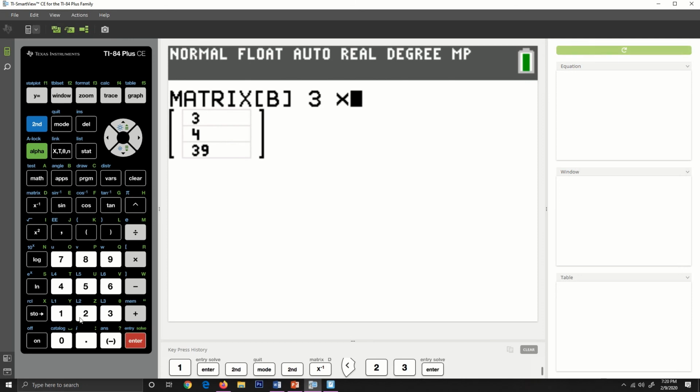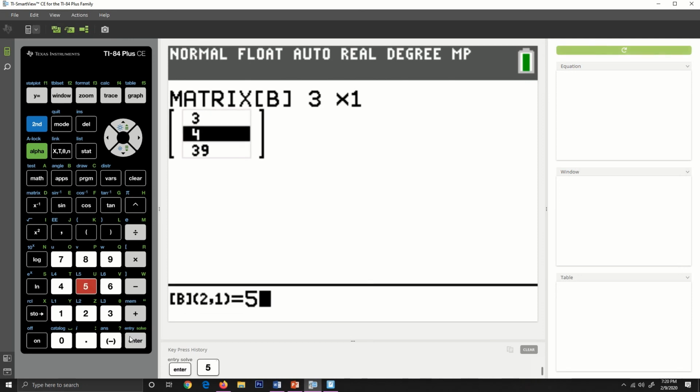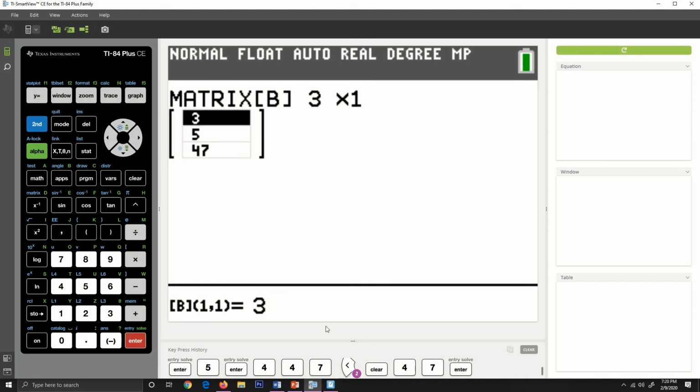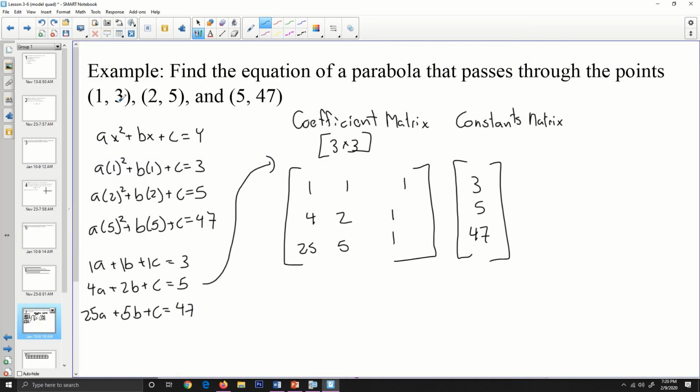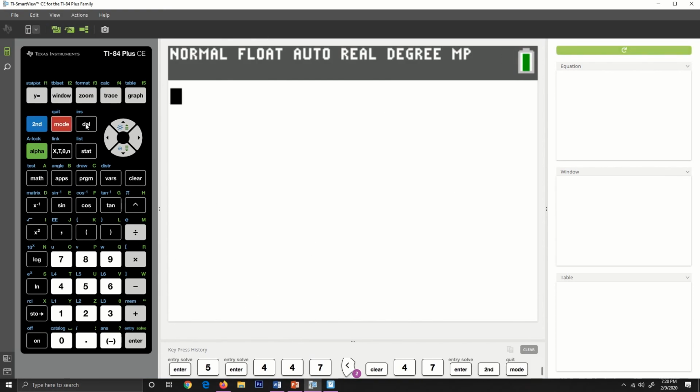We need a 3x1 matrix, and we need 3, we need 5, we need 47, I think. I need to check that, so let's delete that 47 before I go too much further. I need 3, 5, and 47. Okay, this should work. So let's hit quit. And now to do the operations, I'm going to again hit second matrix.